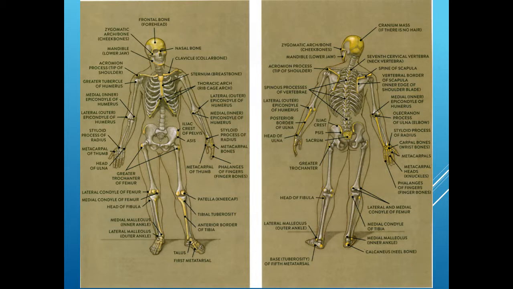And let's see, down here you'll notice we have two bones, one on the inside of our ankle, one on the outside of our ankle. The inner ankle, it's called the medial malleolus.